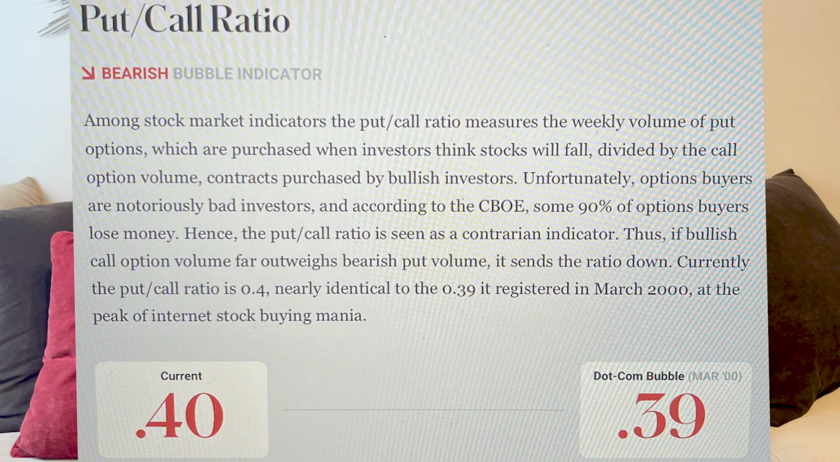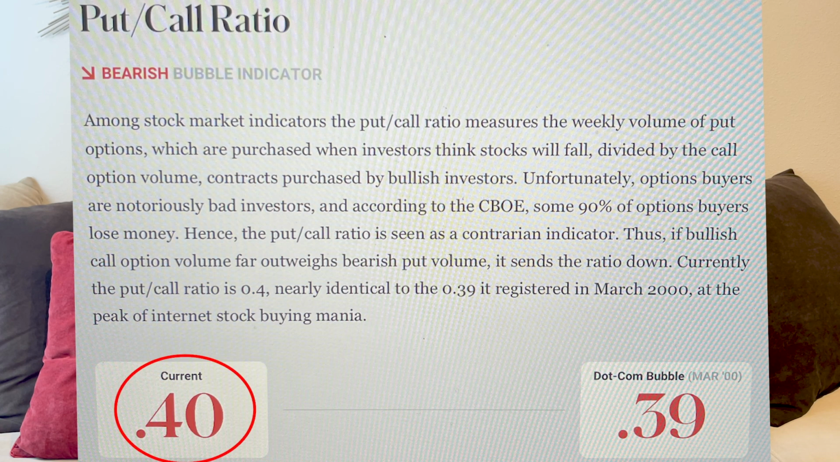Number 8, put versus call options. So this indicator is measured by the number of put options that investors buy, thinking that the stocks will fail or will come down, versus the call options, which is the other way around. The more bullish, the more it will send the ratio down. So right now it's at 0.4, the same ratio as in 1999 before the market crashed.